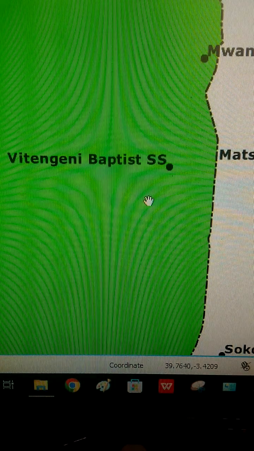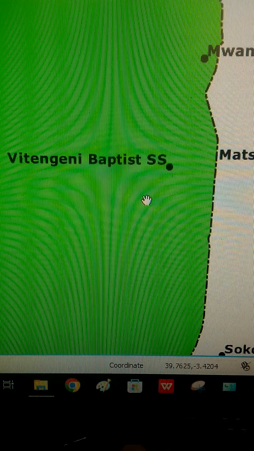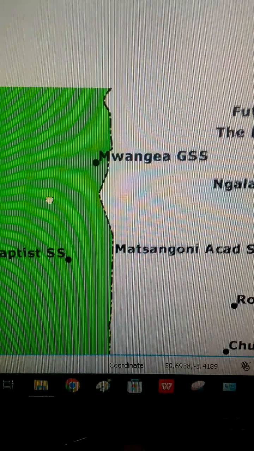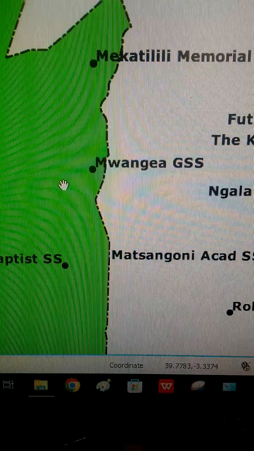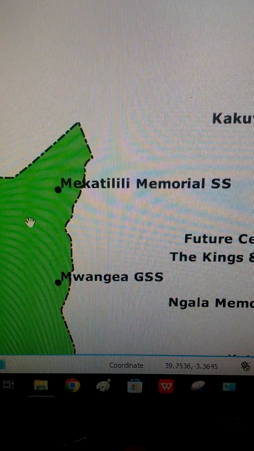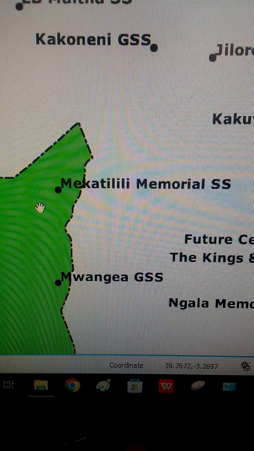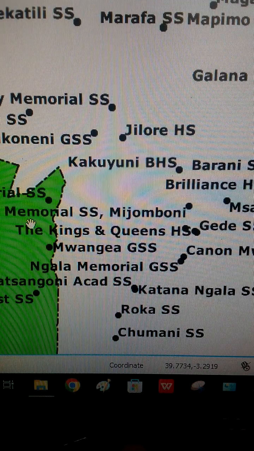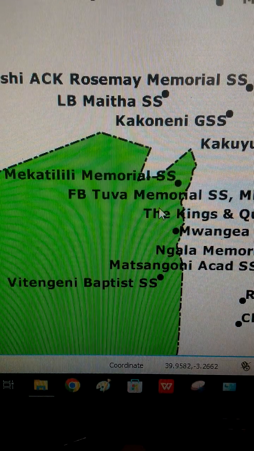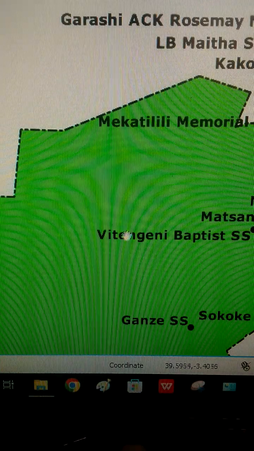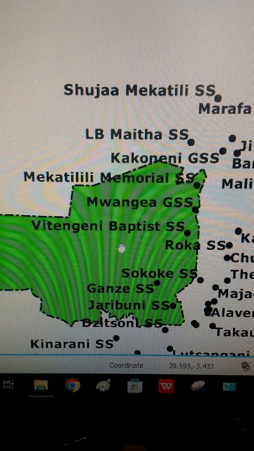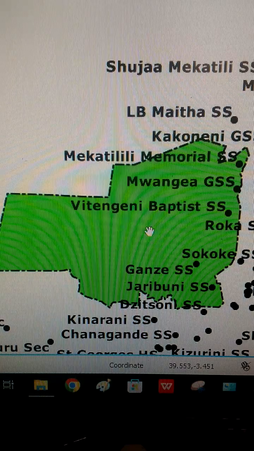We find the following school, Vitengeni Baptist Secondary School. And then we have Mwangea Secondary School. And at this end, we have Mekatilili Memorial Secondary School. Let me zoom out to see if there is any other school remaining. So apparently, those are the schools we have in that constituency of Ganze, all right?